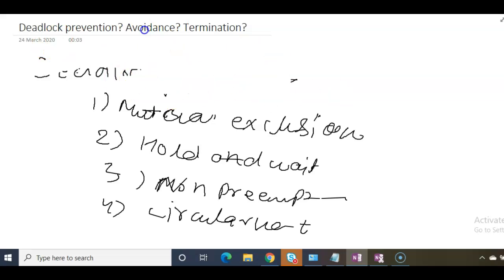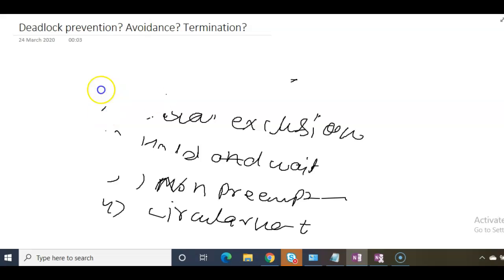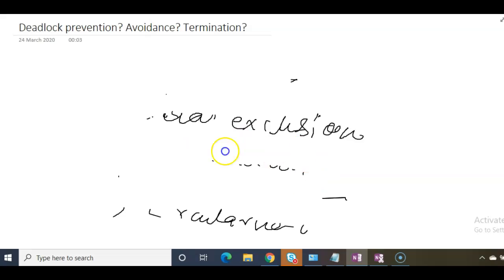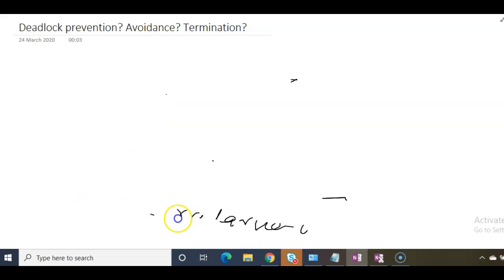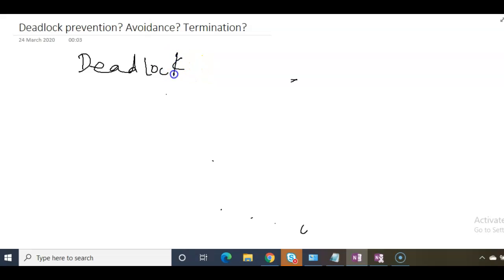So I'm just rubbing this thing. Another thing that is most important is deadlock avoidance. What deadlock avoidance says is that if you cannot prevent a deadlock, then you can avoid the deadlock. So why did we come to deadlock avoidance?